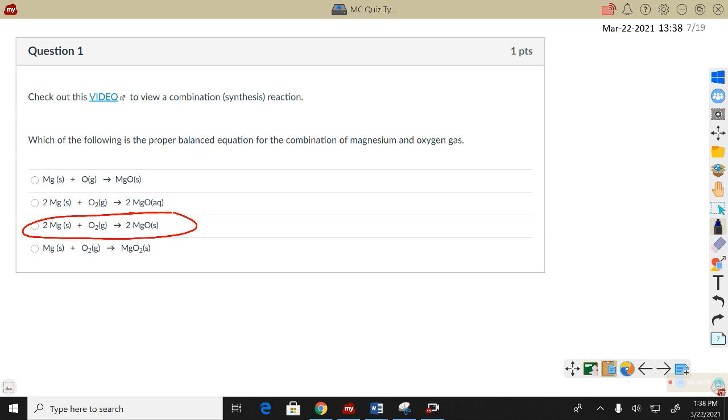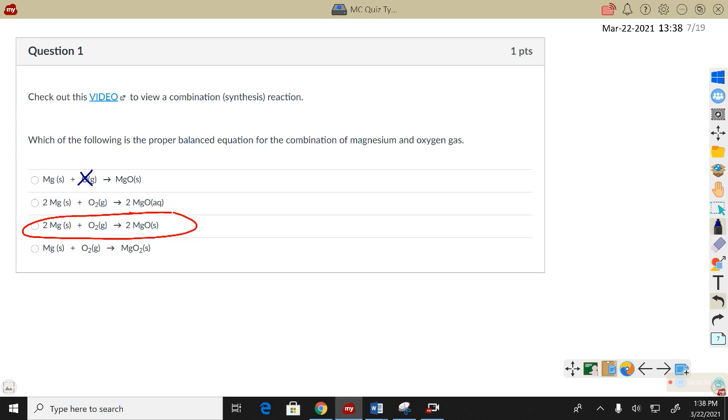For example, number 1 was a combination or synthesis reaction between magnesium metal and oxygen gas. I want the proper balanced equation. So first, magnesium metal is just Mg. It's not diatomic, but oxygen gas is. So when oxygen is all by himself, he's got to be O2. So I can tell you right now that this first choice is not correct. The oxygen's got to be diatomic.